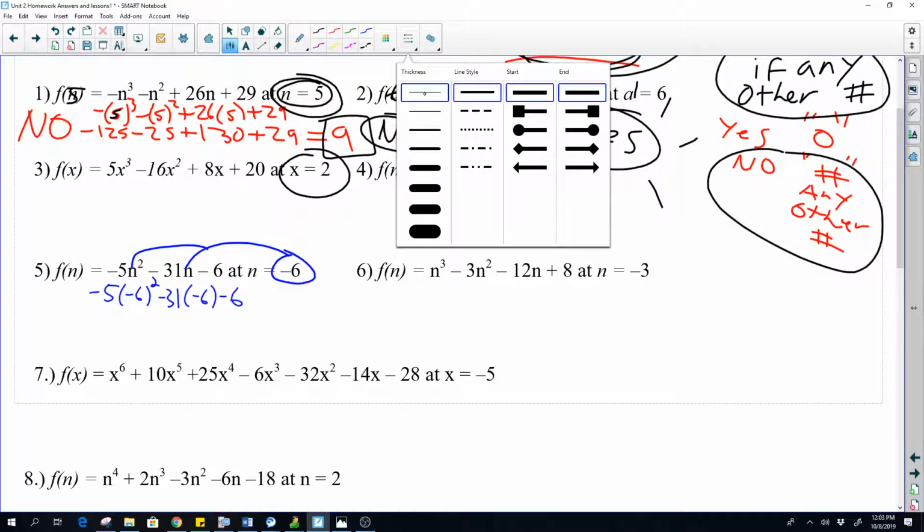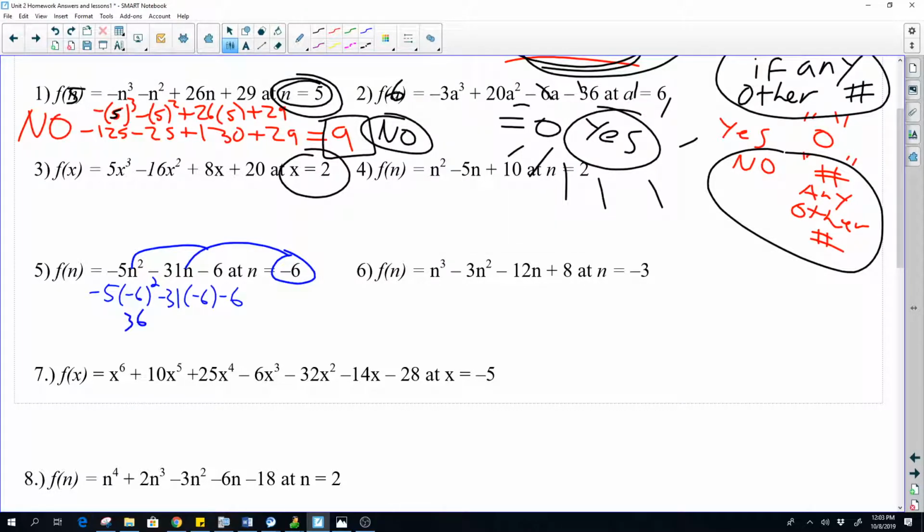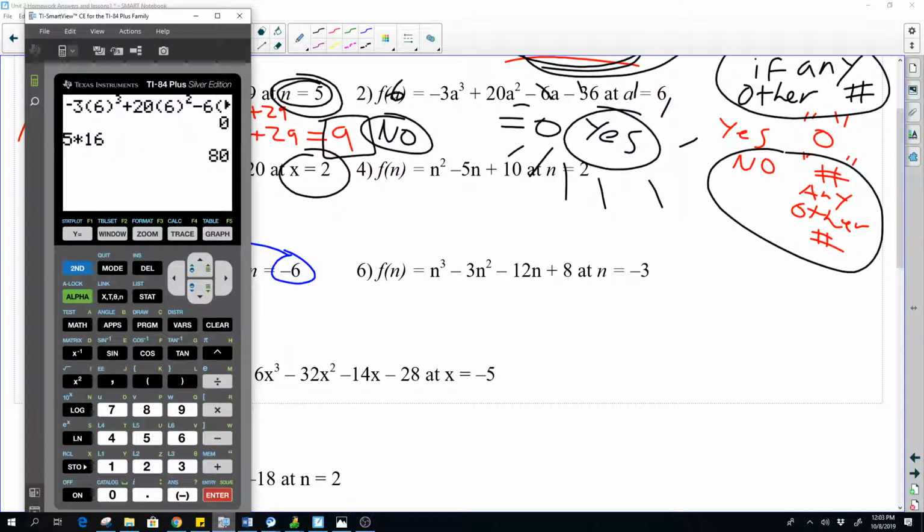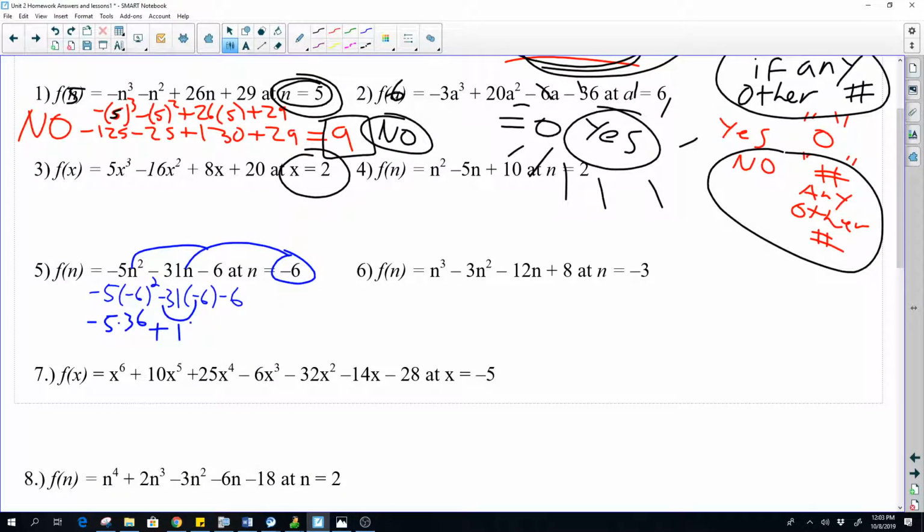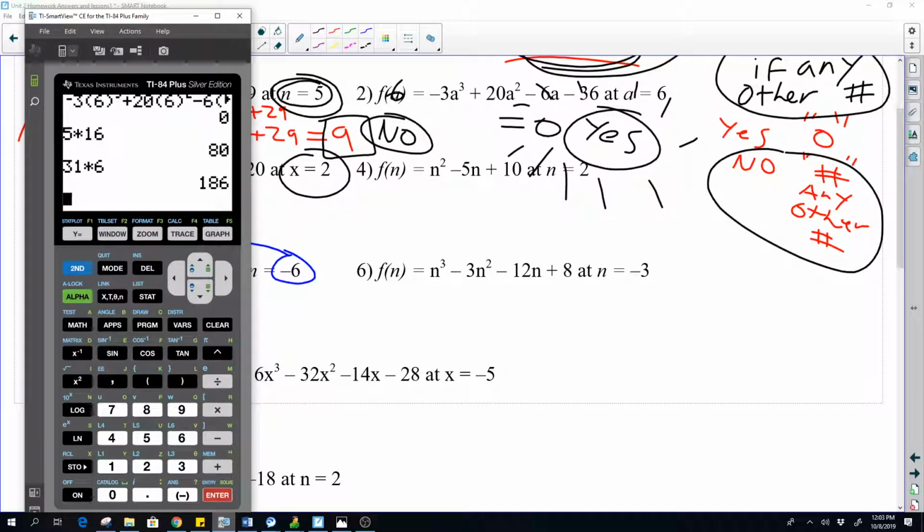So now negative 6 squared is negative 6 times negative 6, which is a positive 36 times a negative 5. And then we have 6 times 31, but negative times negative is a positive. And then let's do 31 times 6. 186. So we have 186 minus 6. And then negative 5 times 36, let's try that as well. Negative 5 times 36 is negative 180.